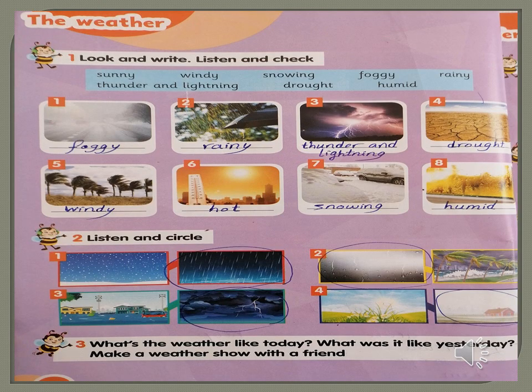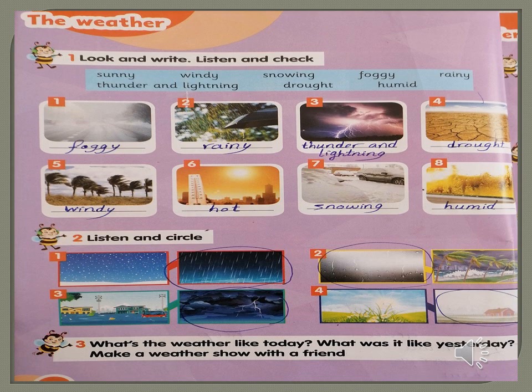Okay. Turn over the page. We are on page 10, which is talking about the weather. Exercise 1. Look and write, listen and check. We have here sunny, windy, snowing, foggy, rainy, thunder and lightning, drought, and humid. Look at picture number 1. What's the weather like? Yes, it's foggy. What about number 2? It's rainy. Number 3, what's the weather like? Yes, we have here thunder and lightning.